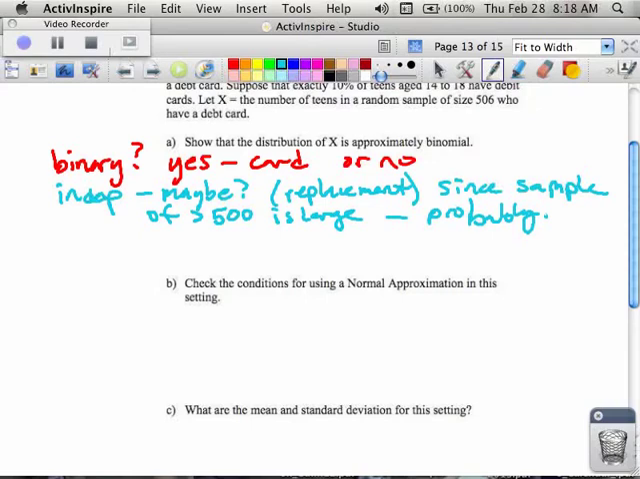So kind of independent, but not really, if you understand what I'm saying. The probabilities are a little bit different, a very, very small difference. But there is a difference, because there's no replacement.